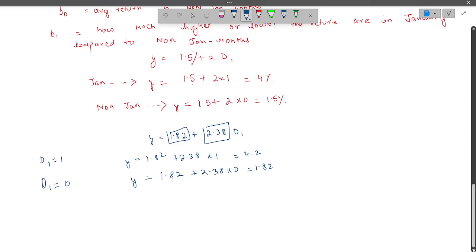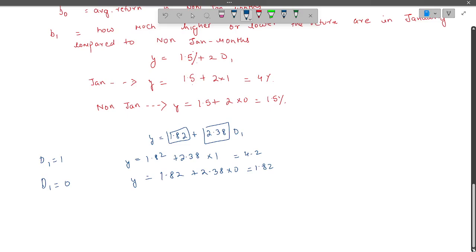So see, if you have n groups, then you will always have n minus 1 dummy variables. The effect of the group that you leave out is captured by the intercept b0. Right? This is done to avoid multicollinearity.